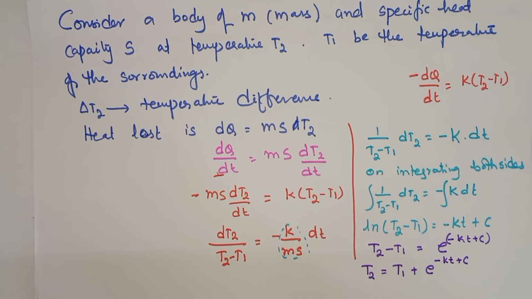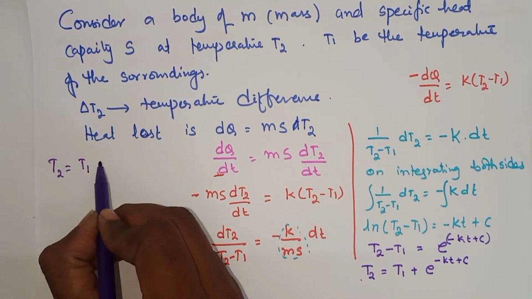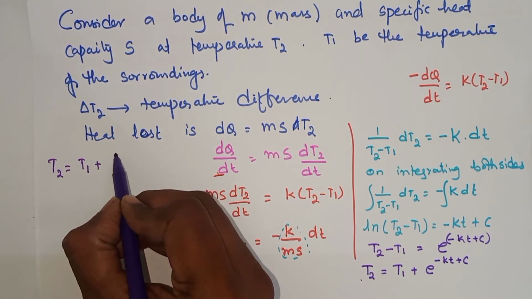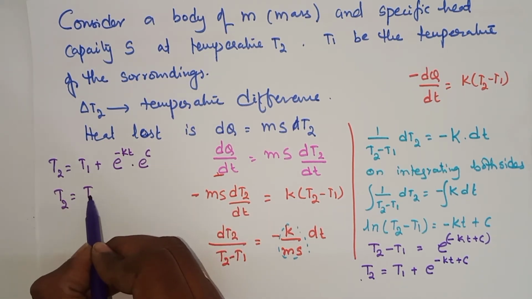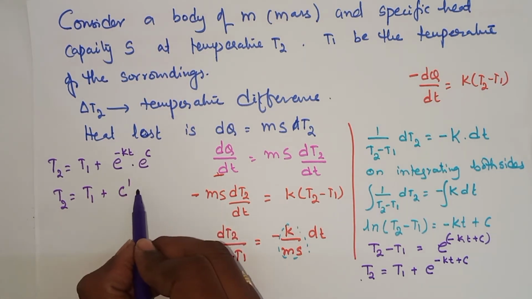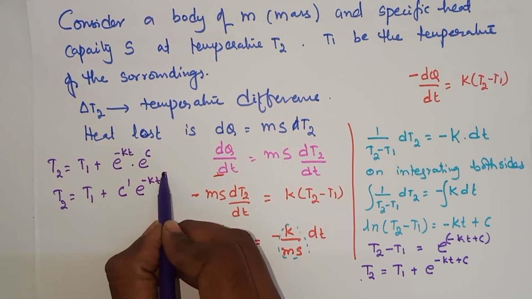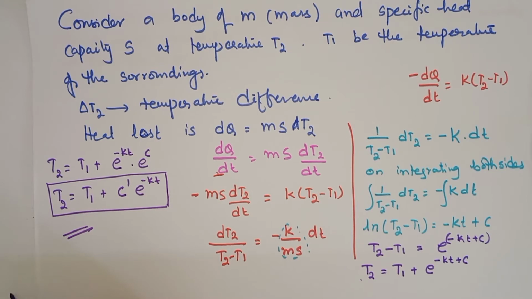Okay, this is the simple final temperature. You can also write it this way: T2 is equal to T1 plus e power minus Kt into e power c. T2 is equal to T1 plus, what is e power c? Simply c dash e power minus Kt. So this final temperature can be calculated as T1 plus this, right?